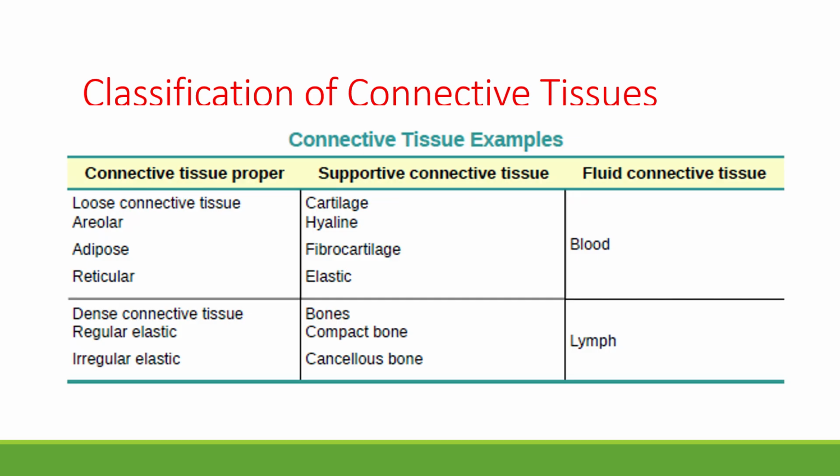So let's just look at some connective tissue examples here. This is what all we're going to be looking at. So we're going to be looking at loose connective tissue, and in that category we have three to look at: areolar, adipose, and reticular. We're going to be looking at dense connective tissue, and that's going to include regular elastic, irregular elastic. We're going to look at some supportive connective tissues that include the three types of cartilage: hyaline, fibrocartilage, and elastic. We're going to look at bone, which is compact and cancellous bone, and then we're going to look at the fluid connective tissues that include blood and lymph.